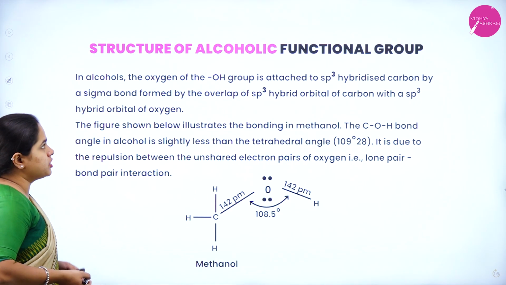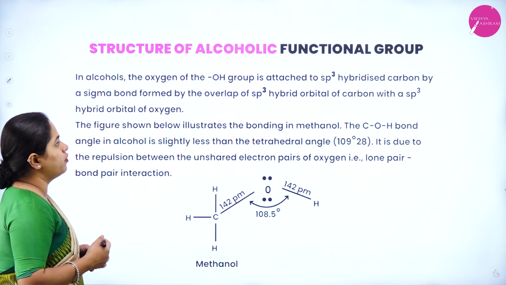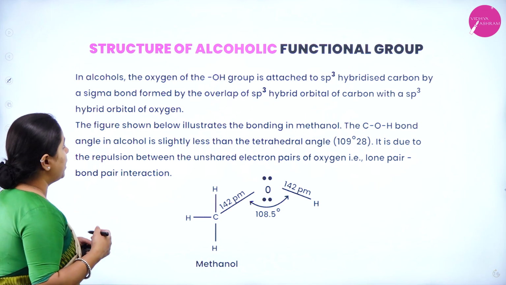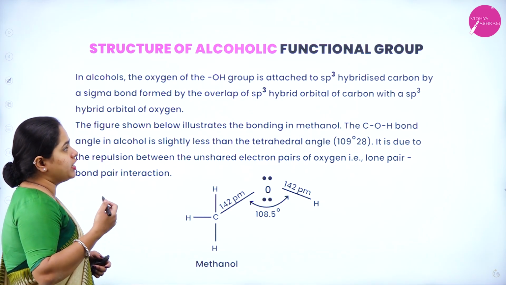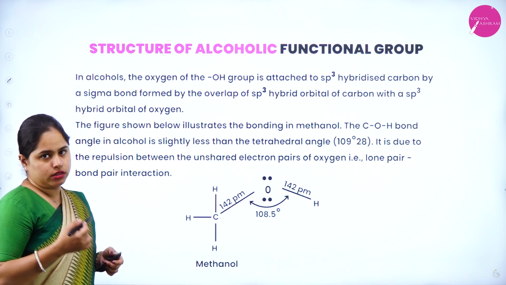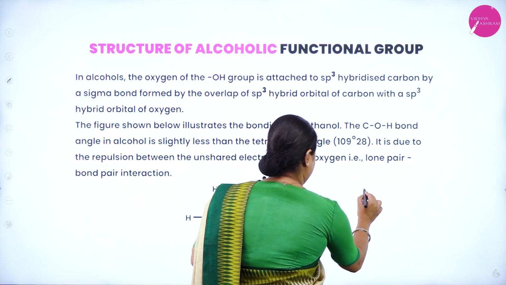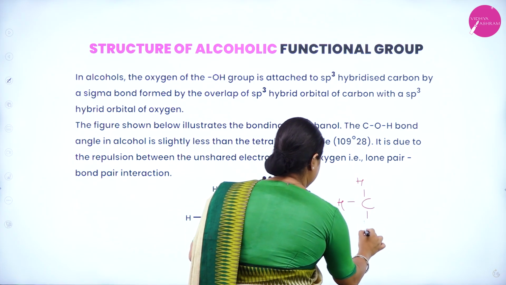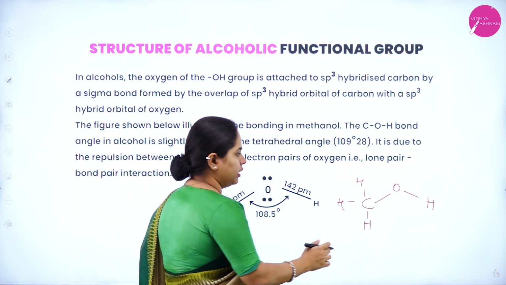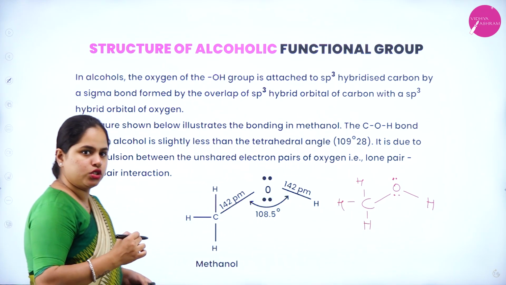Now moving on to the next part, the structure of alcoholic functional group. So in alcohols, the oxygen of the hydroxyl group is attached to the sp3 hybridized carbon by a sigma bond formed by the overlap of sp3 hybrid orbital of carbon with the sp3 hybrid orbital of the oxygen, right? So as you can see here, CH3, methanol is the example which is taken, and then you have an OH. It is just separately written here, and on oxygen you have 2 lone pairs, right? In oxygen you have 2 lone pairs.